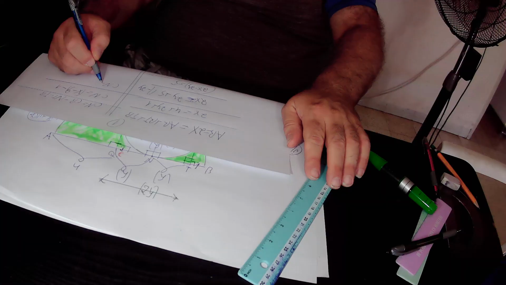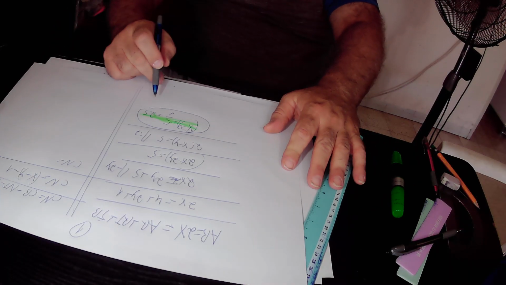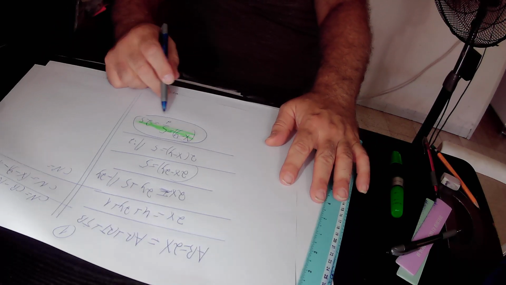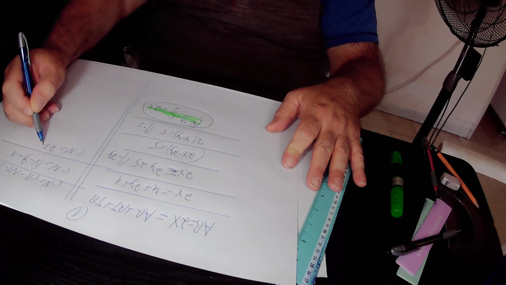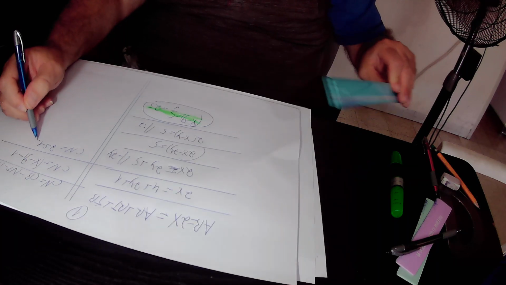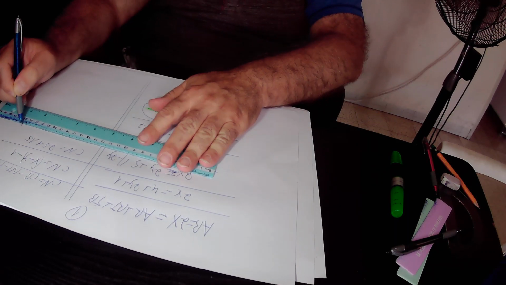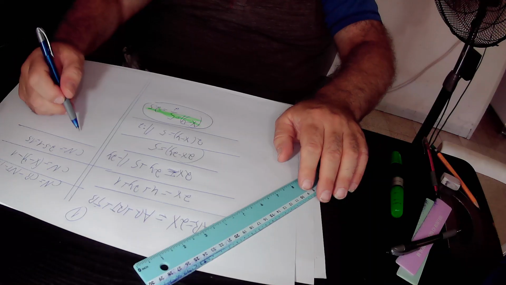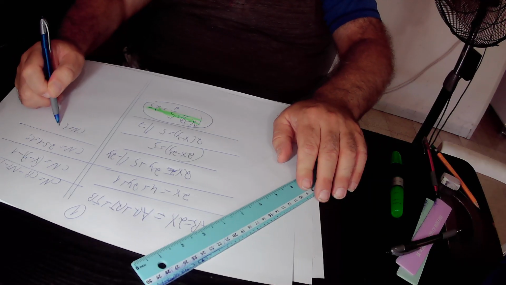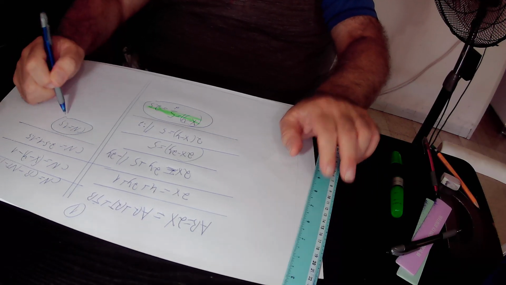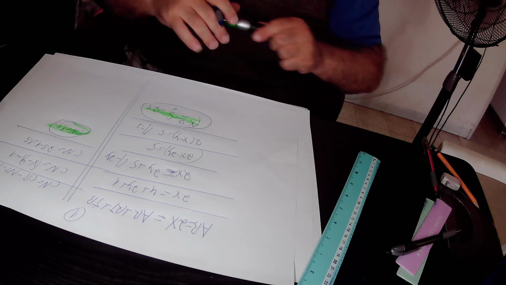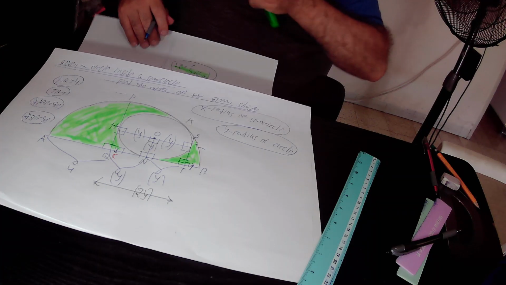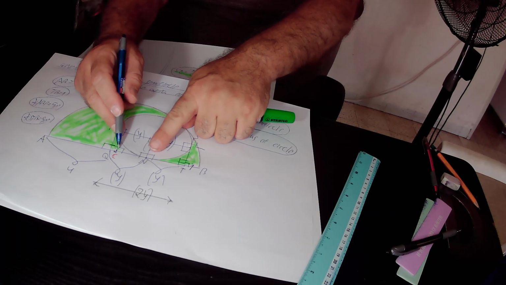X minus y is 2.5. Minus 1, 2.5 minus 1 is 1.5. So in total we found out that CN equals 1.5 units in its length. This is the missing length: CN equals 1.5 units.